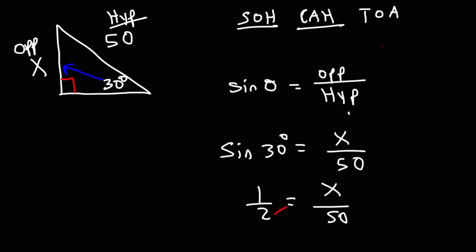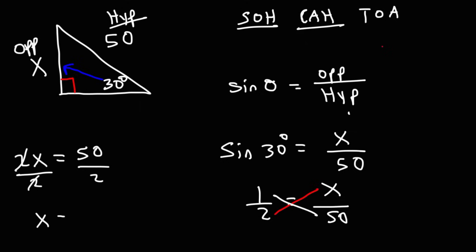Now let's cross multiply. So we have 2 times x, which is 2x, and that's equal to 1 times 50. Now to get x by itself, we need to divide both sides by 2. So x is 50 divided by 2, which is 25. So that is the missing side length in this problem.